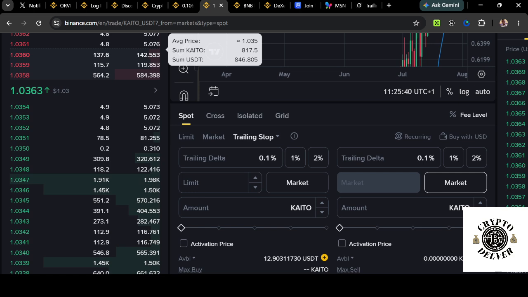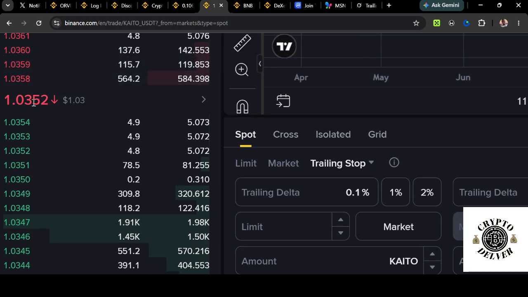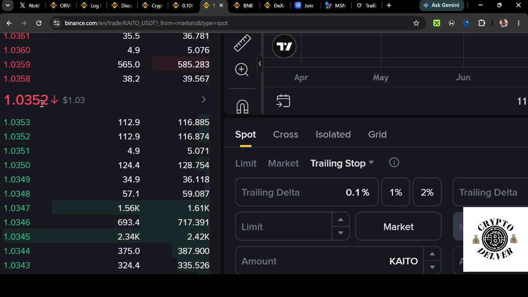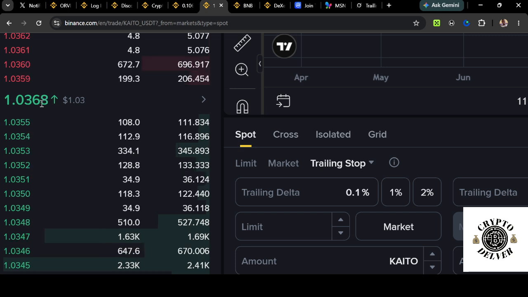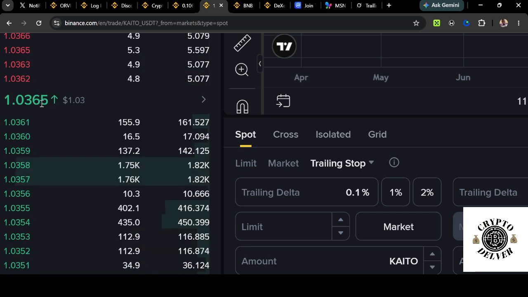Now, how does it work? Let's say we have 1.035 here, which is actually what we have on the screen. Then you look at the market and say, this market would actually pump from here, but I don't want to just buy immediately. Let me wait for it to make a move.